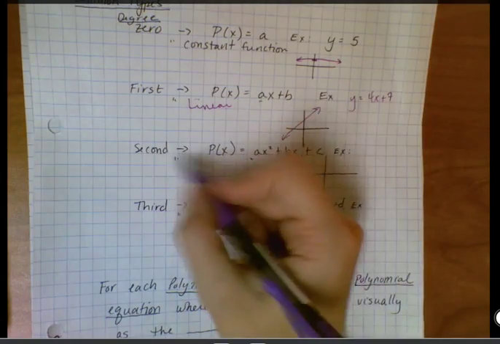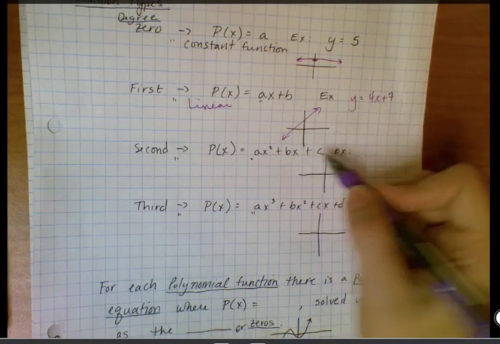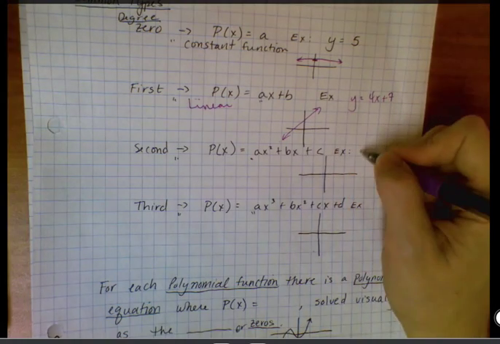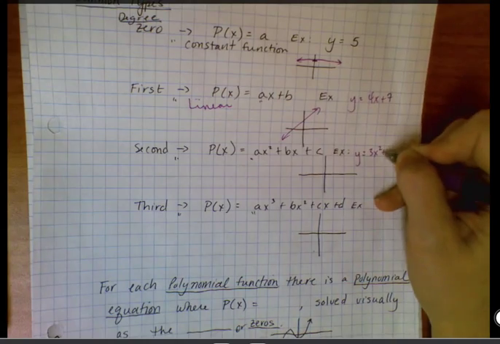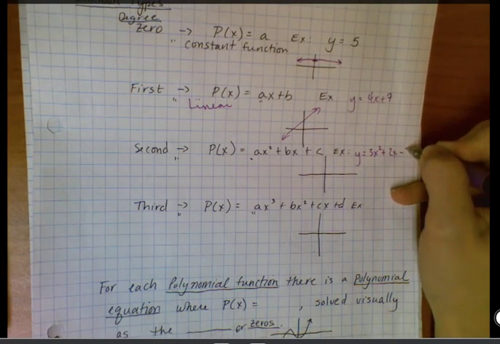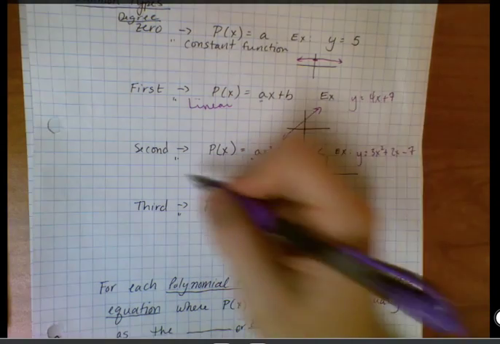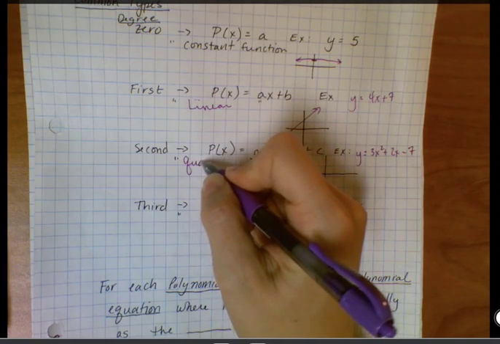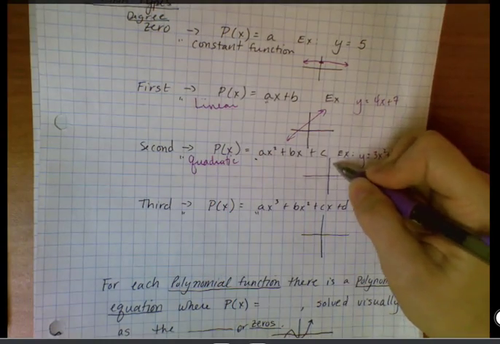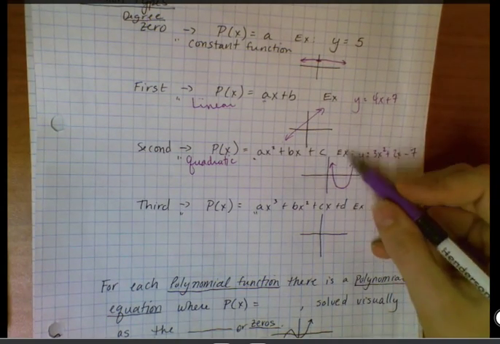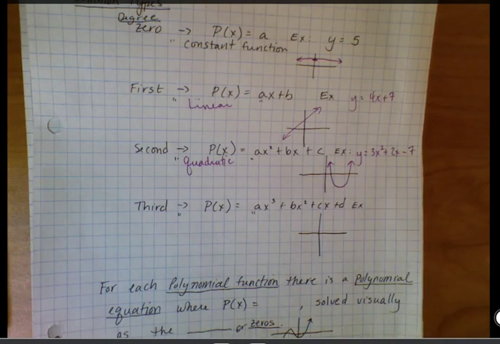Then we have second degree, ax squared plus bx plus c, standard form. So maybe 3x squared plus 2x minus 7, something like that. Second degree functions are called quadratic, and they look something like that. These can be shifted up, down, left, right.